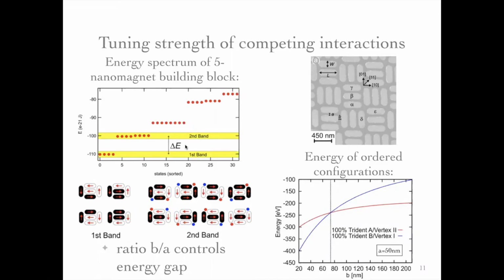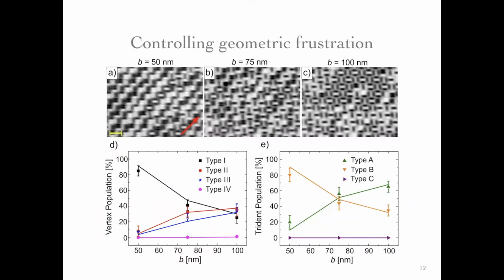Another way to think about this is to consider the energy of the whole lattice when it's tiled either with the lowest energy trident, trident type A, which is compatible with vertex type 2, or the lowest energy vertex, vertex type 1, which is compatible with trident type B. And you can see that the energy of these two configurations is equal at this value of B, which is equal to about 1.5 times the distance A. So we did that in the experiment.